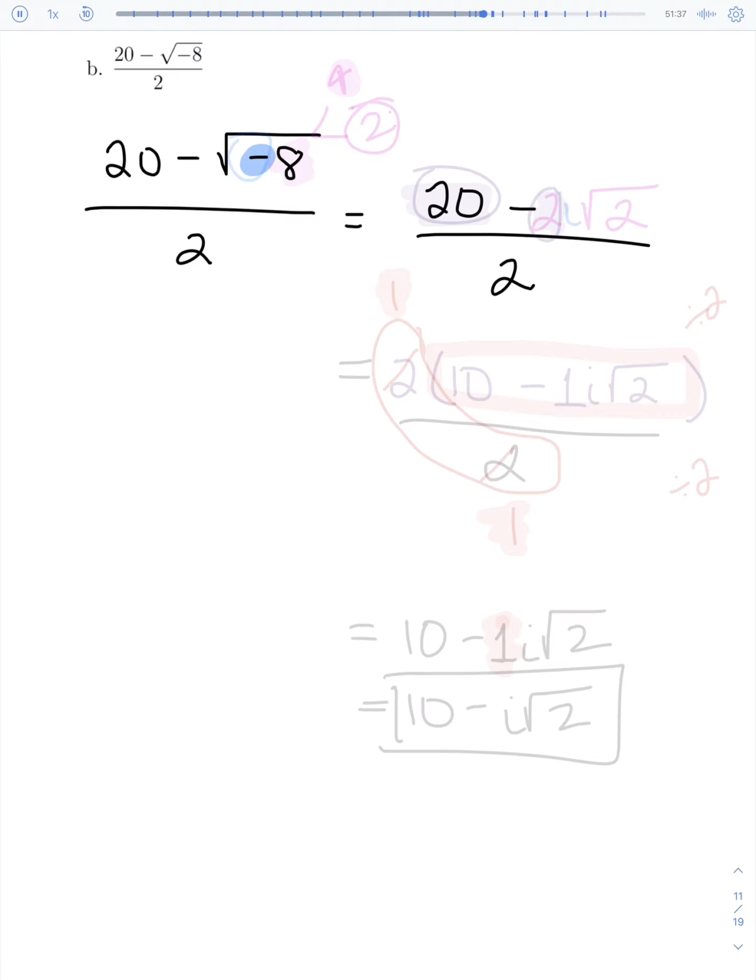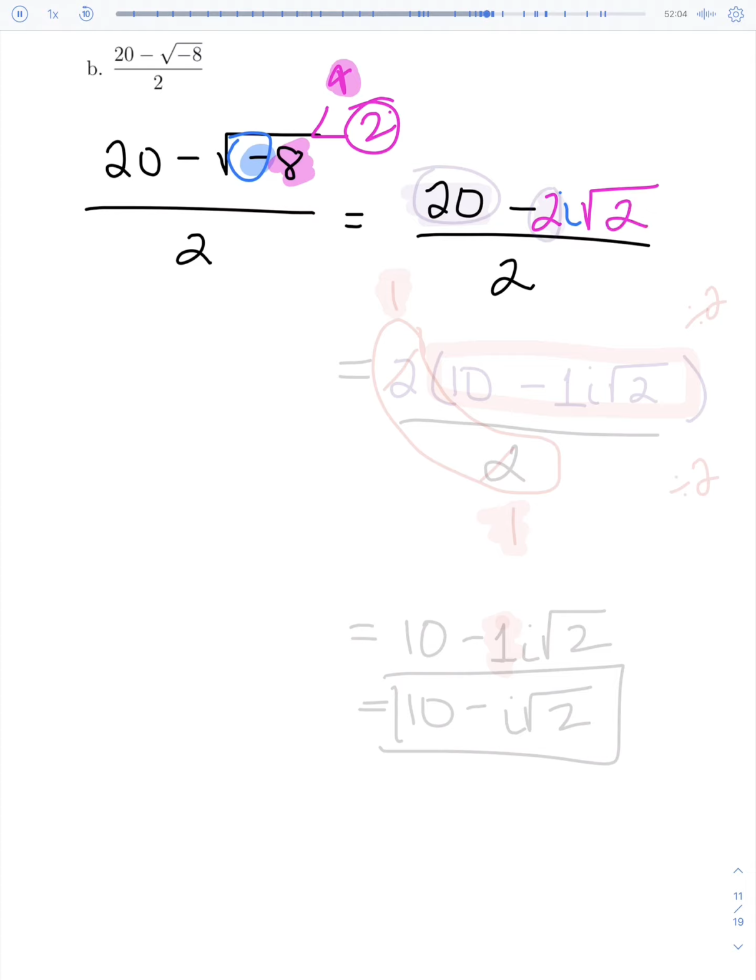now let's pull out our i, because of the negative inside of the square root, and let's see if we can break down our 8 into 2 factors, one of which we can take the square root of. And 8 can get broken down into 4 times 2. So we can take the square root of 4. It will come out as a 2. However, we still have an extra factor of 2 that will be stuck inside of a square root.